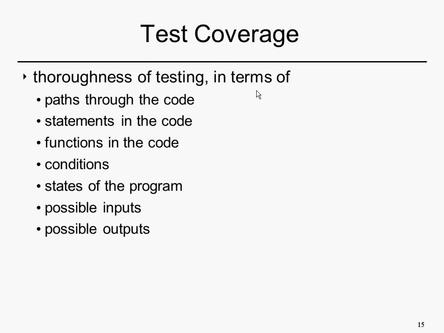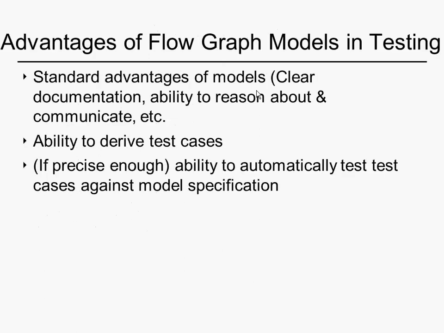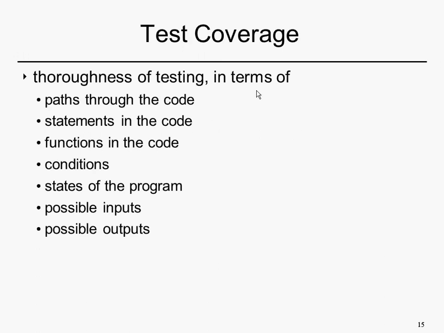Then possible inputs and possible outputs. We might want to say, okay, we've tested it with an input where we've said that this person is not married and this other person is married, possible inputs there, and possible types of outputs. I'm not going to be talking about this at all these levels of detail, but you should be aware that coverage goes on at many different levels, okay?